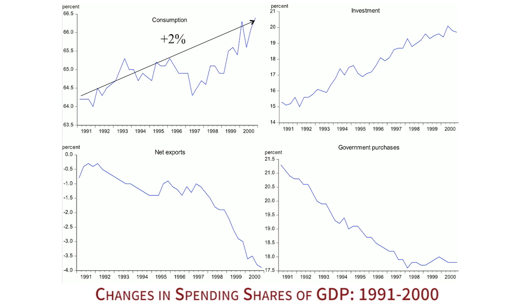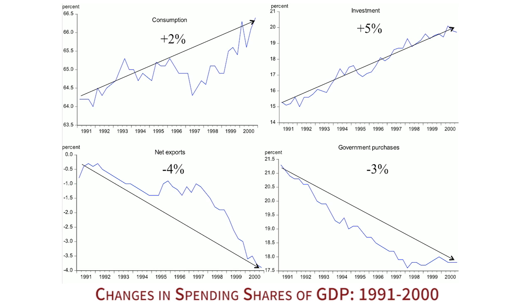If you just look at the trends here, you see consumption was up by about 2% in that period. You had investment up by about 5%, net exports down by about 4%, and government purchases down by 3%. So the sum of all those percentages is 0, as it must be, but the real question is, how did this occur?